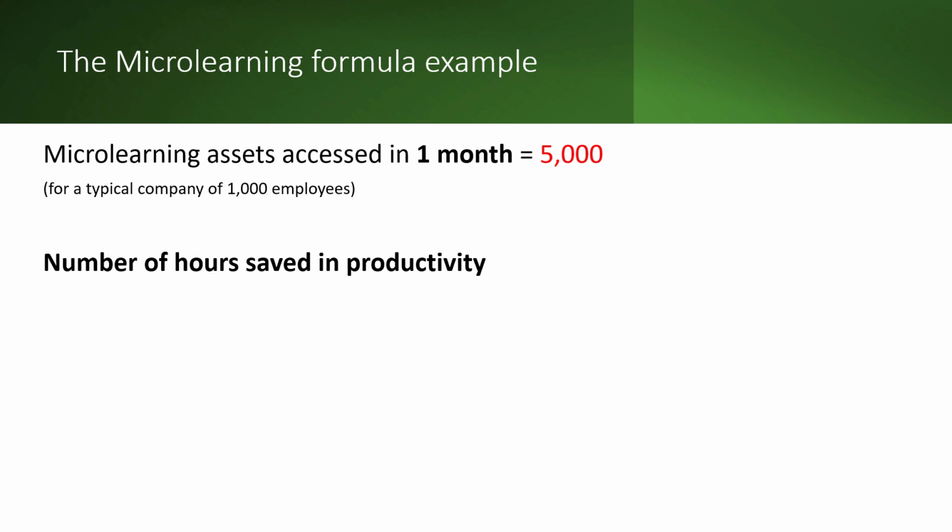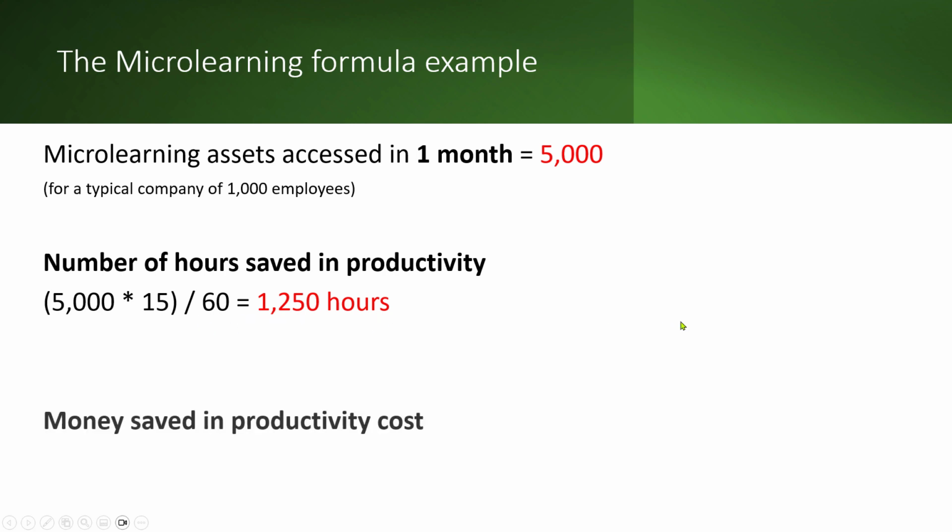Number of hours saved in productivity: you take 5,000 times 15 minutes divided by 60, you get 1,250 hours. Money saved in productivity cost: 1,250 hours times $26 equals $32,500. So that's your three figures. 5,000 was the actual assets utilized, how many hours saved, how much money saved in productivity.